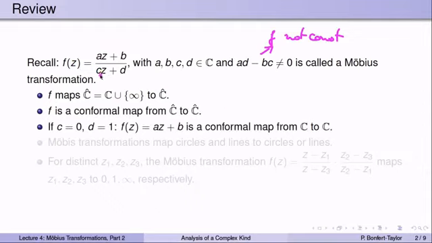If c is equal to 0, then we might just as well assume that d is equal to 1, and then f of z is of the form az + b. These are the conformal maps from C to C. They map infinity to itself, and therefore are conformal maps from C to C.